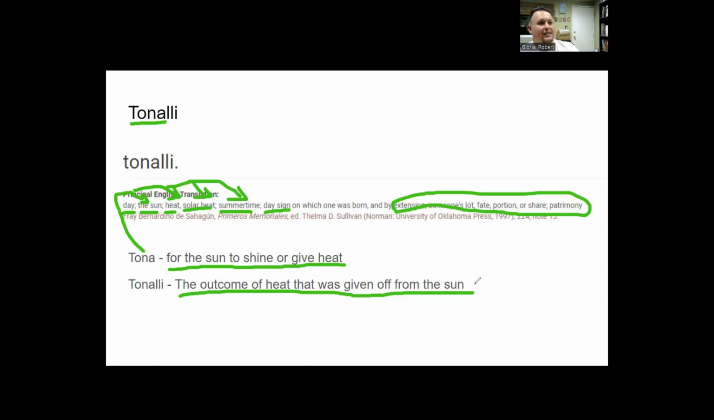A day is literally the heat for that day that was given off, and so it's the outcome. And so when our ancestors thought of the day, when they thought of the heat, when they thought of the day sign you were born on, there was always this connotation of heat, right? And heat is what gives us life. The heat and the light gives us life. And this was a common theme throughout the Nahuatl philosophy. And so this is a very, very important word as a result.